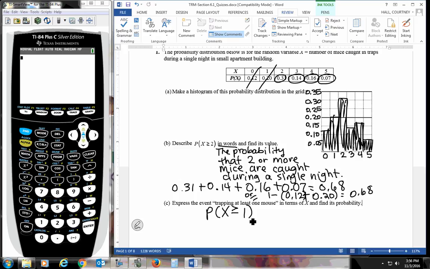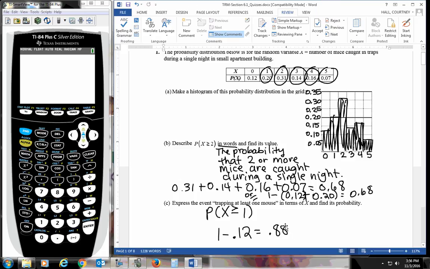And so if we want at least 1, then we basically just want everything except 0. So you can add up the 1, the 2, the 3, the 4, and the 5, add all of those together, and it will give you 0.88, or you can do 1 minus the 0.12. And so that also gives you the 0.88. So the final answer would be 0.88.